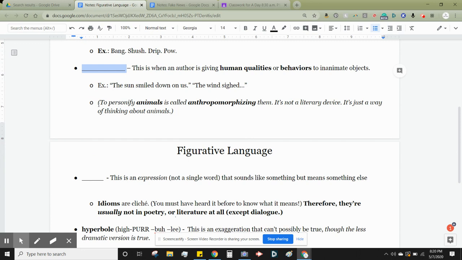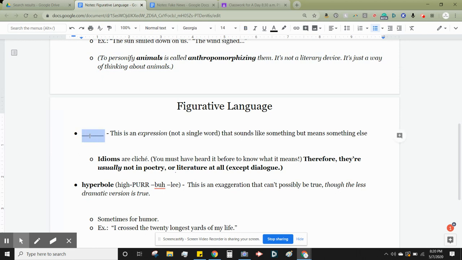I put here in parentheses just a fun fact for those of you who find this really interesting. It's not personification if you're talking about animals, because they don't quite count as inanimate objects. It's a separate thing called anthropomorphizing, talking about animals as if they have human feelings. And it's irrelevant, really. We're not going to talk about it ever again. That's why I put it in italics, but I thought you would find it interesting.